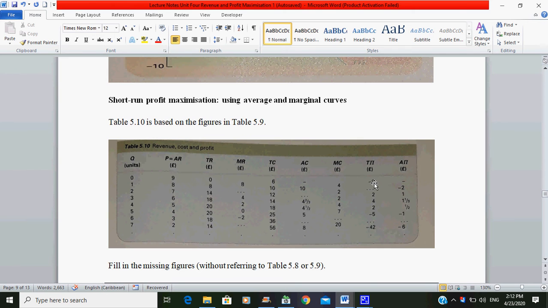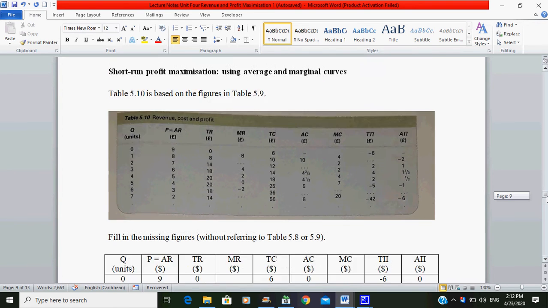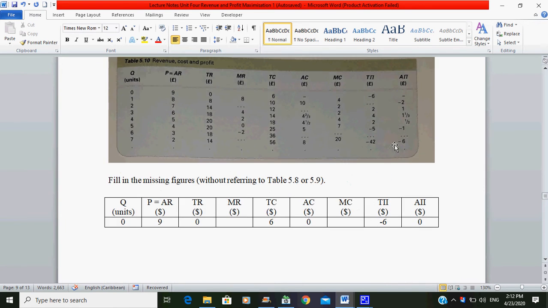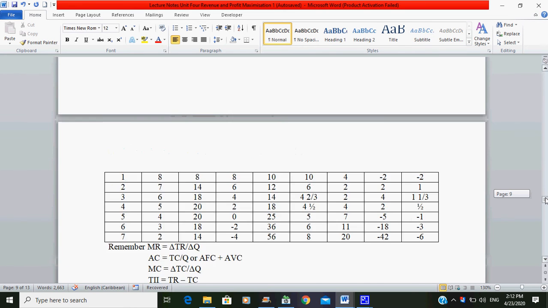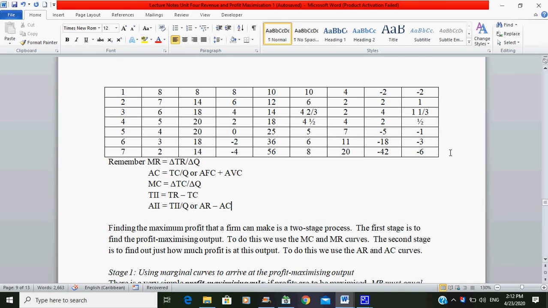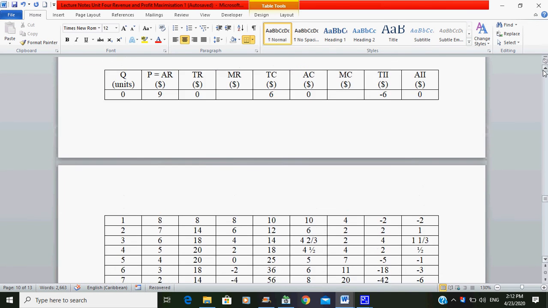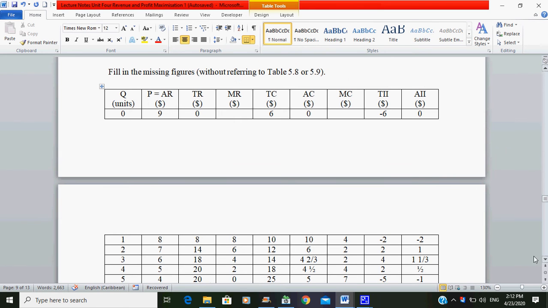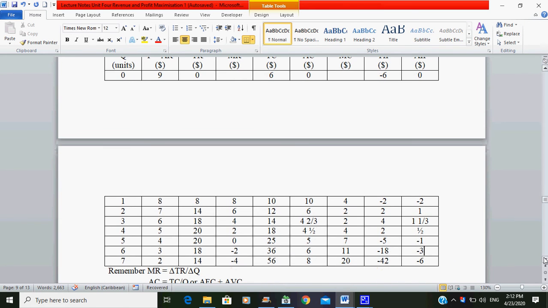Negative 6 divided by 0 is 0. Then going back down here, we want to find the one for 6, which is not there. So total profit, which is this one, negative 18, divided by quantity, which is 6, gives you negative 3.